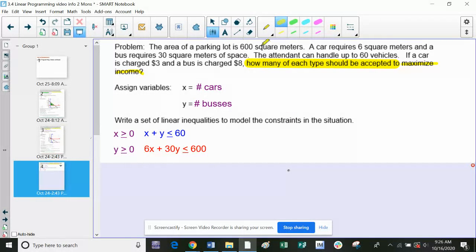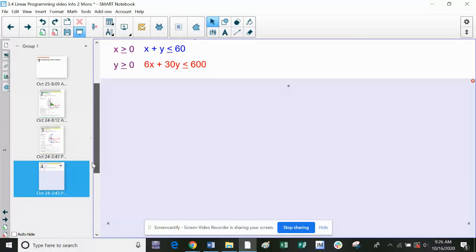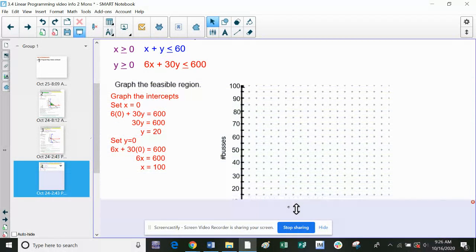He's also constrained by how big the lot is. It's 600 square meters, and each vehicle takes up a certain amount of space. A car takes 6 square meters and a bus takes 30. So 6 times however many cars he takes in is going to be the space that the cars take, and 30 times however many buses he takes in is going to be the space that's taken up by buses. So the space taken up by cars plus the space taken up by buses has to be less than or equal to 600. He doesn't have any more room. He can't go over 600. So let's get our constraints graphed.